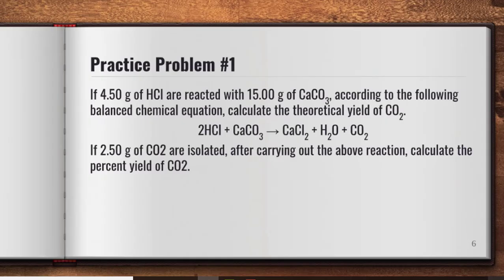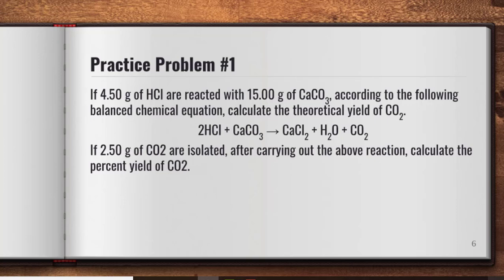So how do we go through and calculate these types of problems? Well, let's look at a couple of practice problem examples here. Practice problem number 1 reads, if 4.50 grams of HCl are reacted with 15.00 grams of CaCO3, according to the following balanced chemical equation, calculate the theoretical yield of CO2. If 2.50 grams are isolated after carrying out the above reaction, calculate the percent yield of CO2.